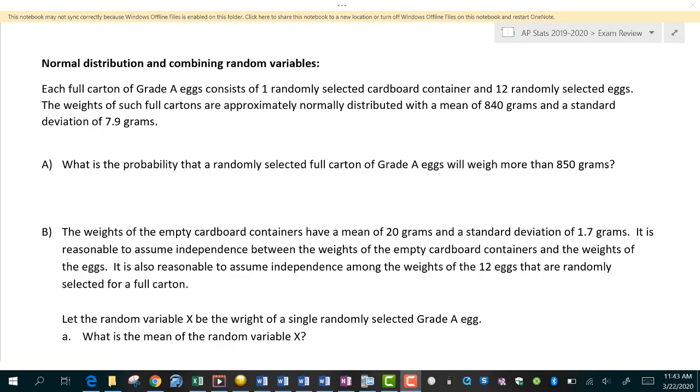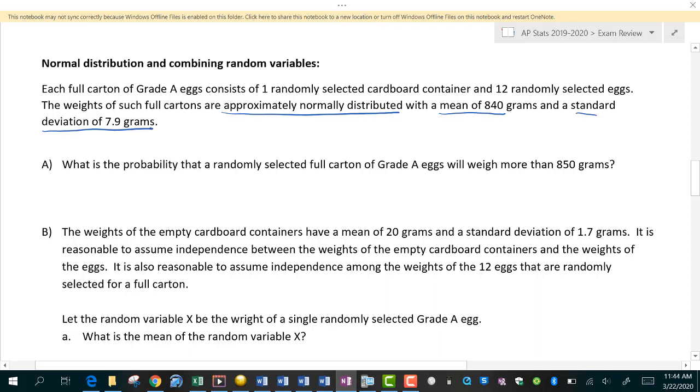The second probability question has to deal with normal distribution probability and combining random variables. It says each full carton of grade A eggs consists of one randomly selected cardboard container and 12 randomly selected eggs. The weights of such full cartons are approximately normally distributed with a mean of 840 grams and a standard deviation of 7.9 grams.